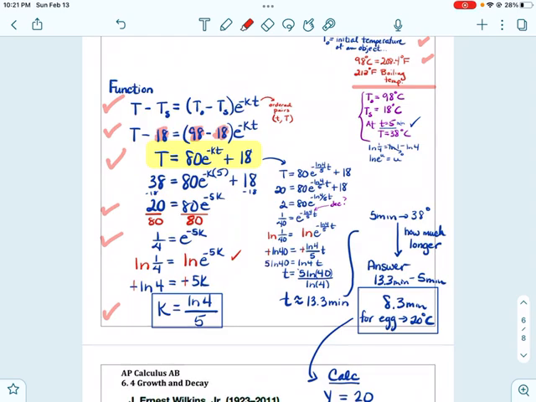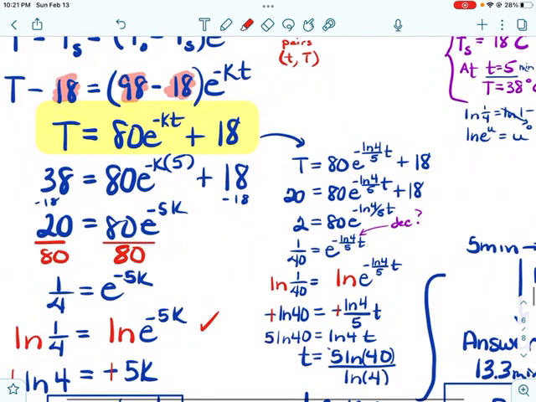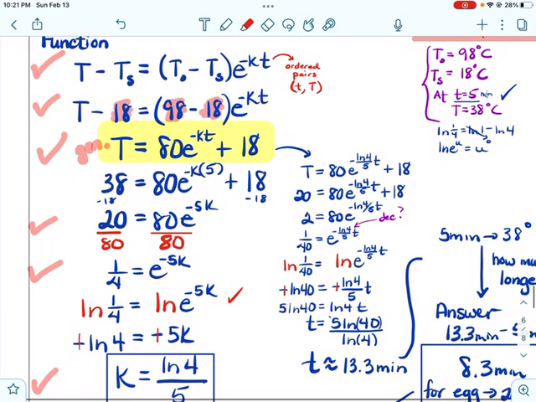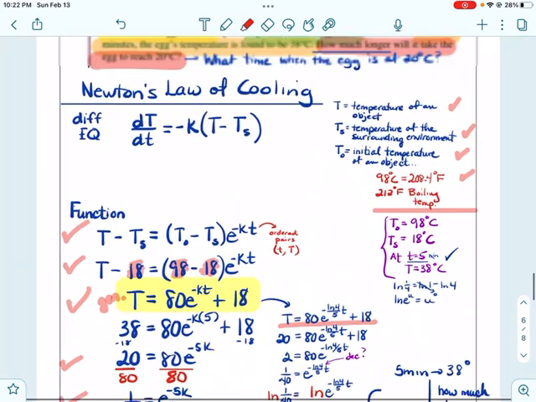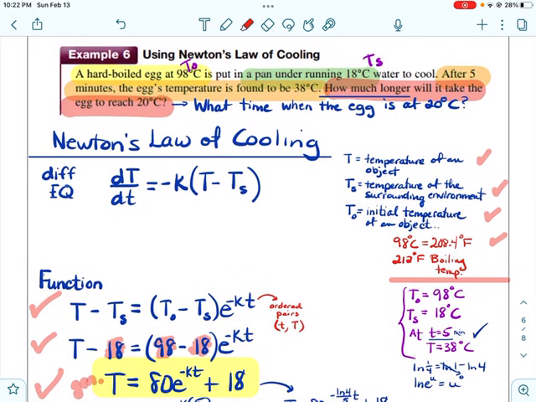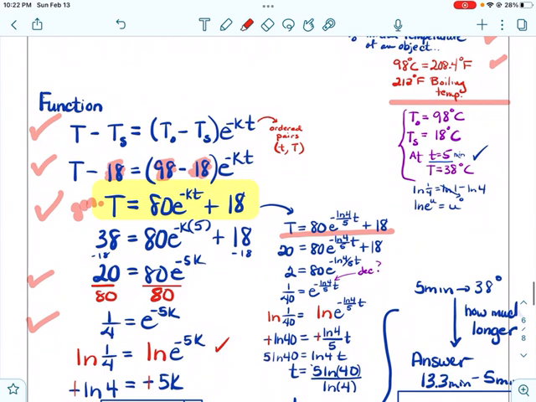Now we're going to put that in our equation, going back to our general solution. We put our constant k in for our e to the negative kt. And then we want to know how much longer it will take for the egg to reach 20 degrees Celsius, so we force the temperature to be equal to 20.